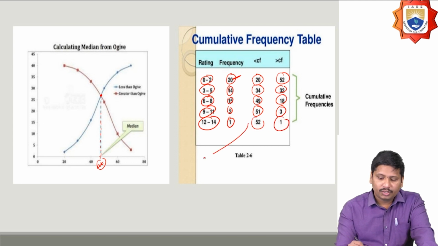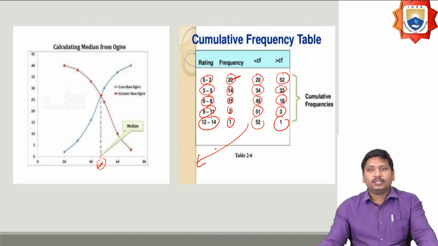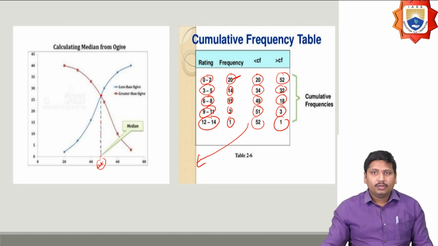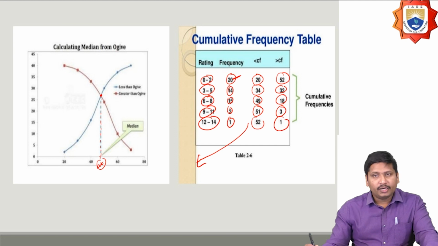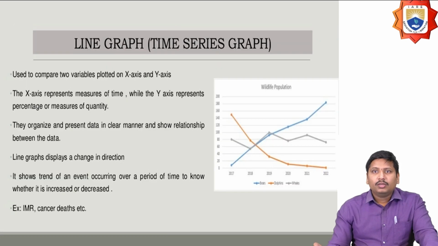So once this is identified, we are going to construct the less than cumulative curve and the greater than cumulative curve, which is going to find the median. So the line graph, I already said. This line graph is going to be obtained through a time series graph.